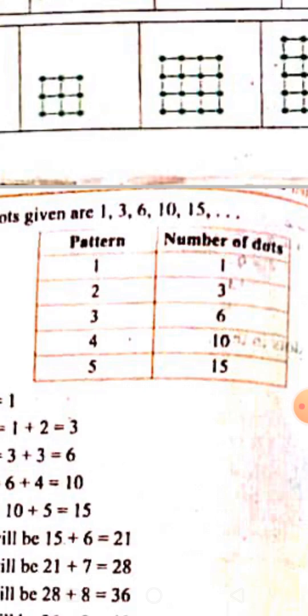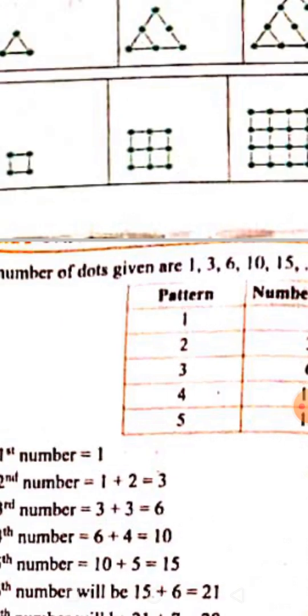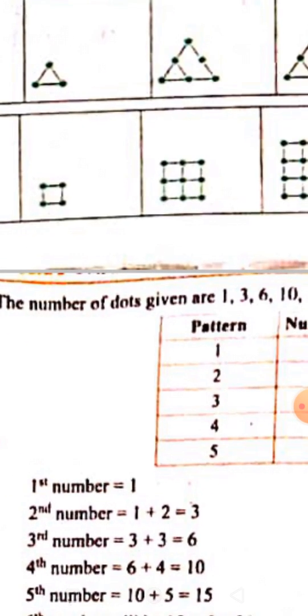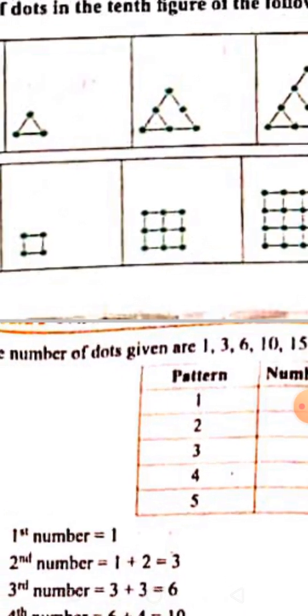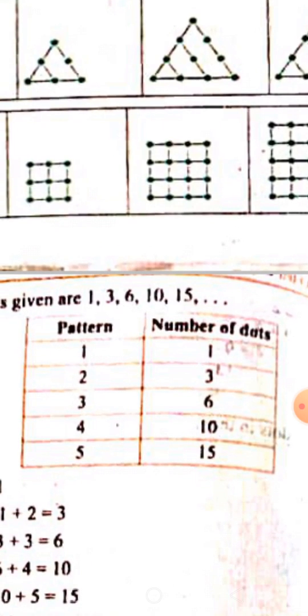So in the first pattern, how many dots do we have? Only one dot. In the second pattern, how many dots? 3 dots. And then the third pattern 6, 10, 15. Okay. So the first figure has only one dot, and then the second figure changes into three dots. How can 1 change into 3? What are the possible ways? So 1 plus 2, which is equal to 3.